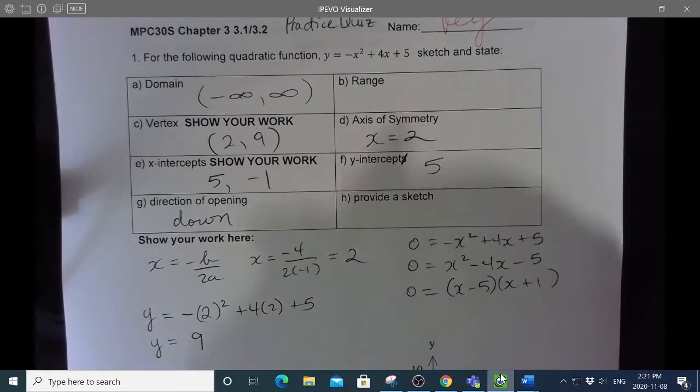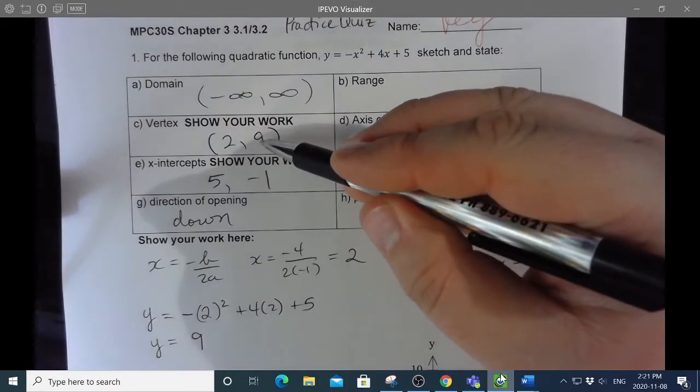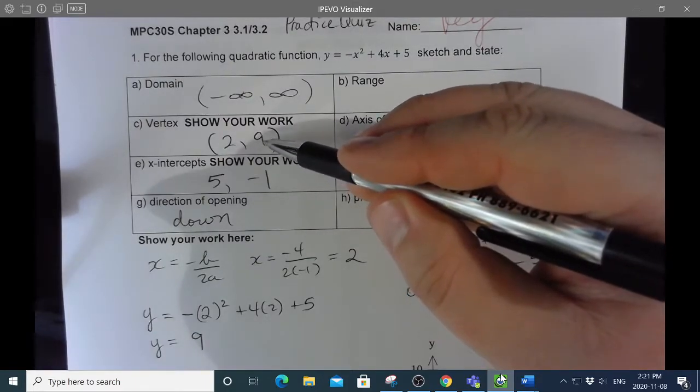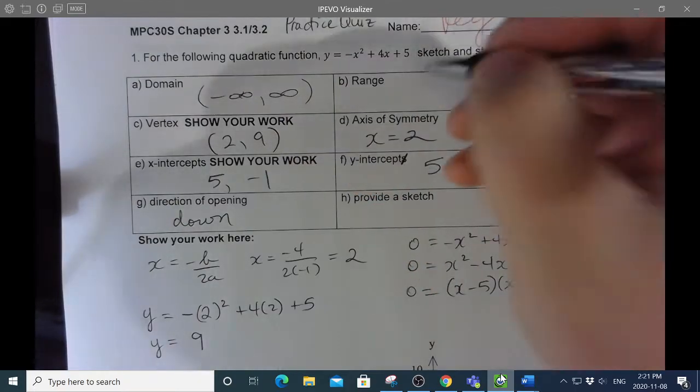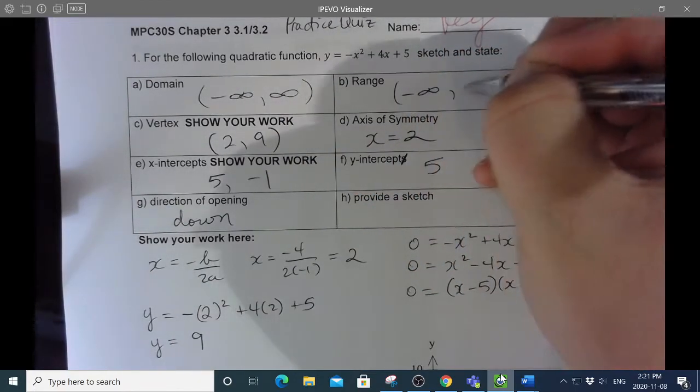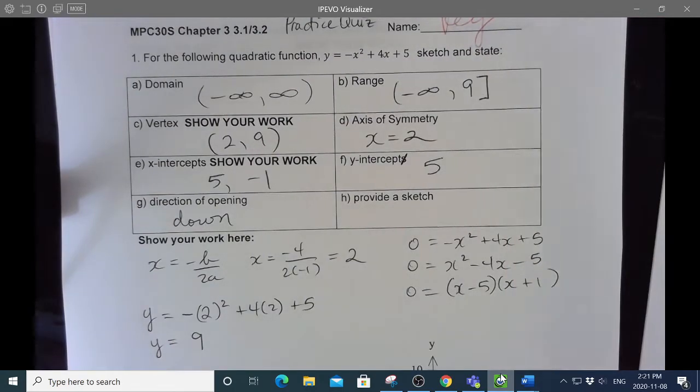Okay. Oh, I forgot about range. Well, if I know that I have a vertex that goes to 9 and it opens down, then 9 is my maximum. So that means I start at -infinity and I go up to 9, solid bracket.